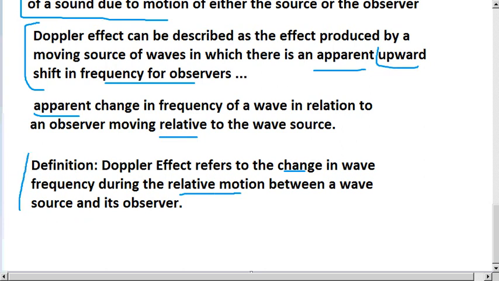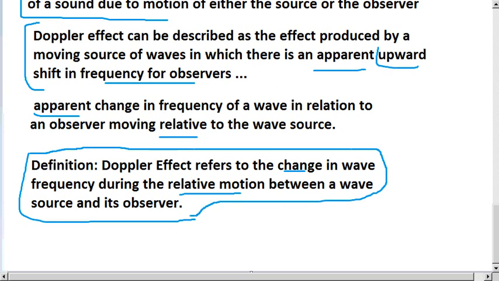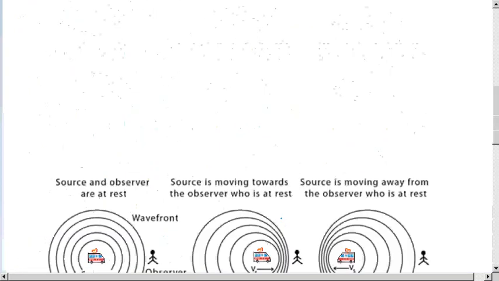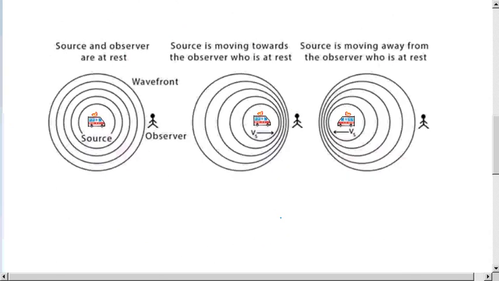This one is the most familiar definition we use in advanced level classes. The Doppler effect refers to the change in wave frequency. Change means it might increase or decrease according to the direction the observer or the source moves, during the relative motion between a wave source and its observer. So children, here we can use this diagram to explain it.